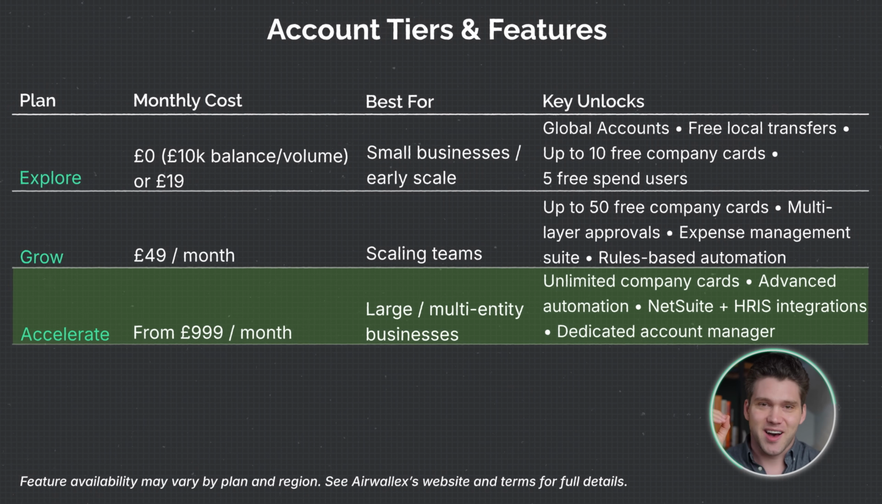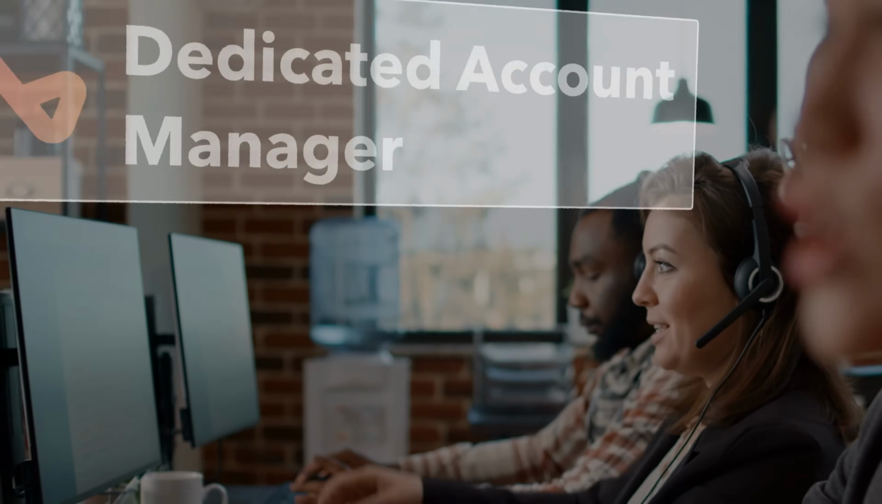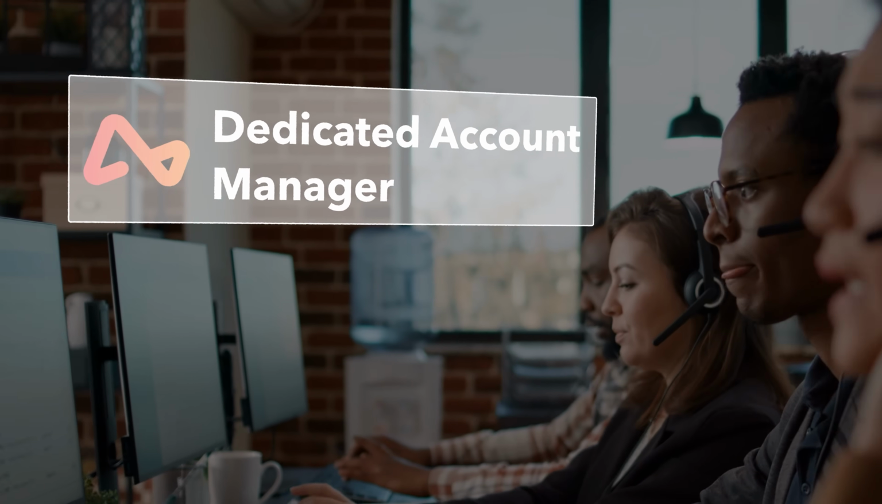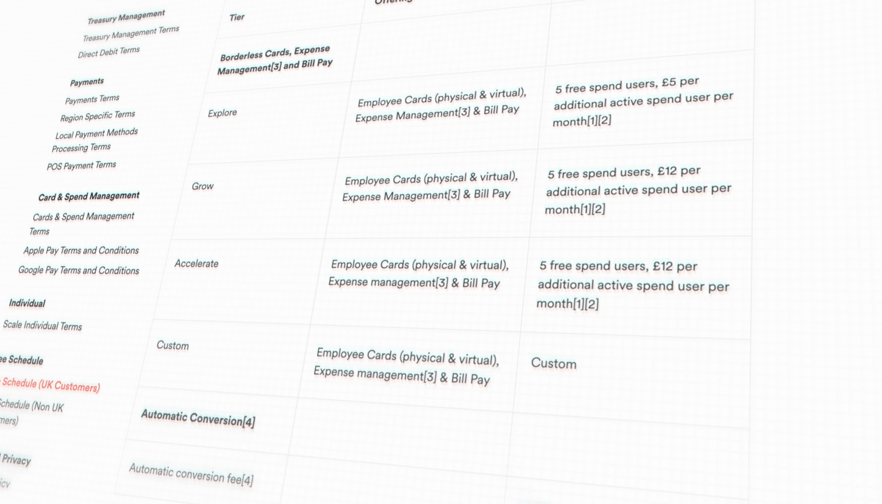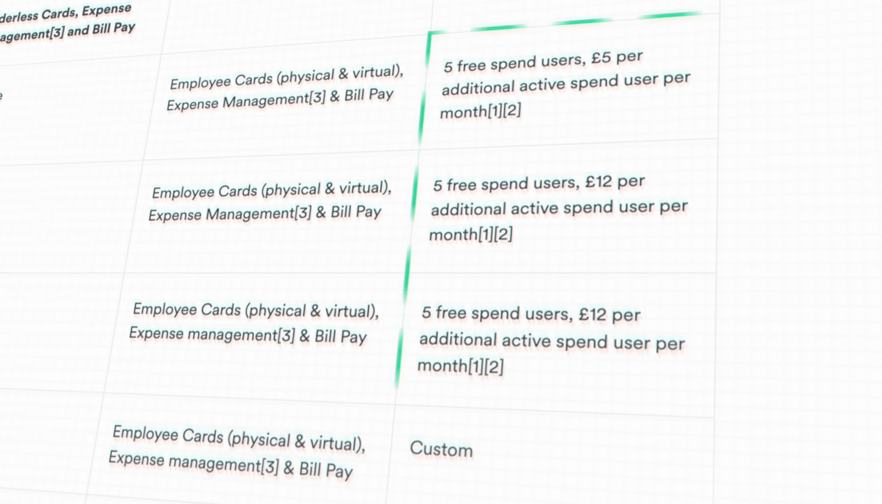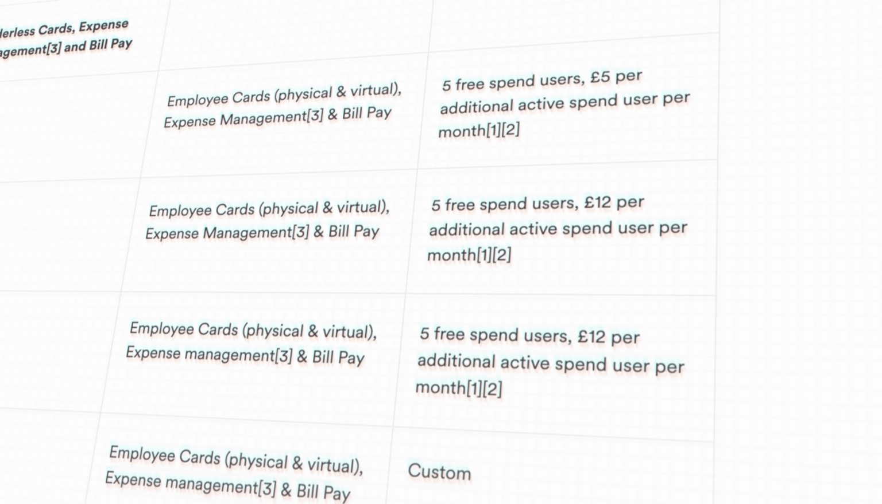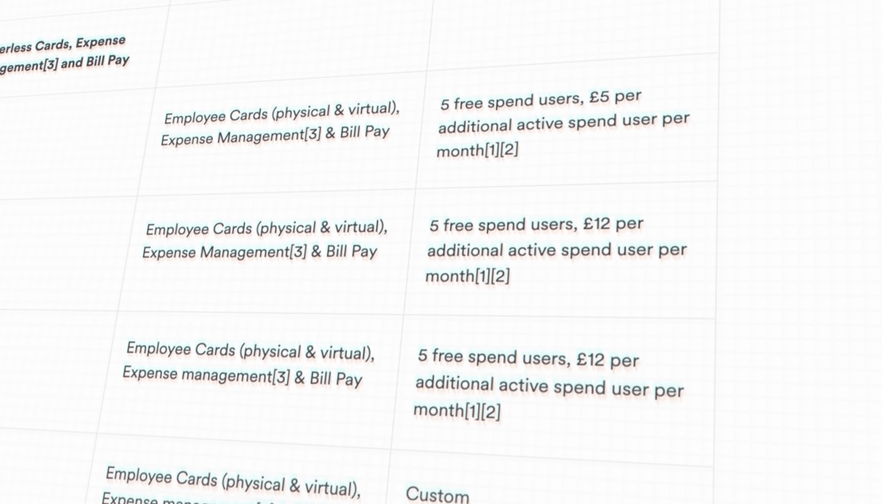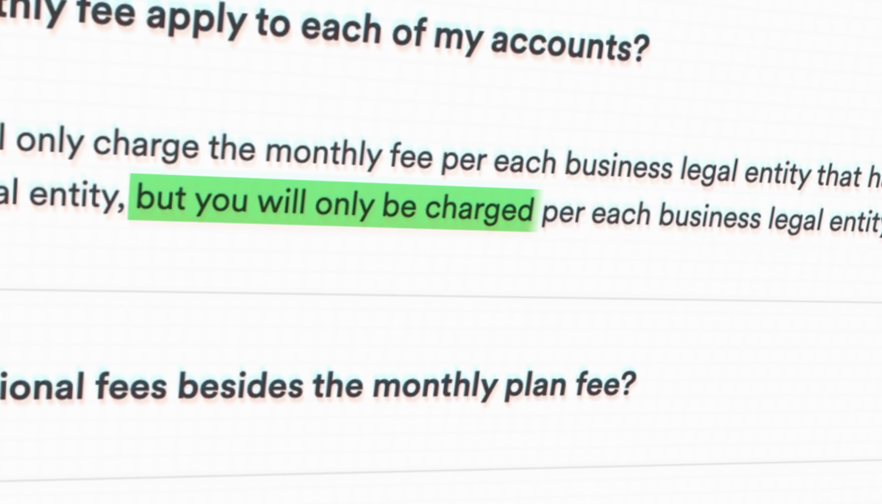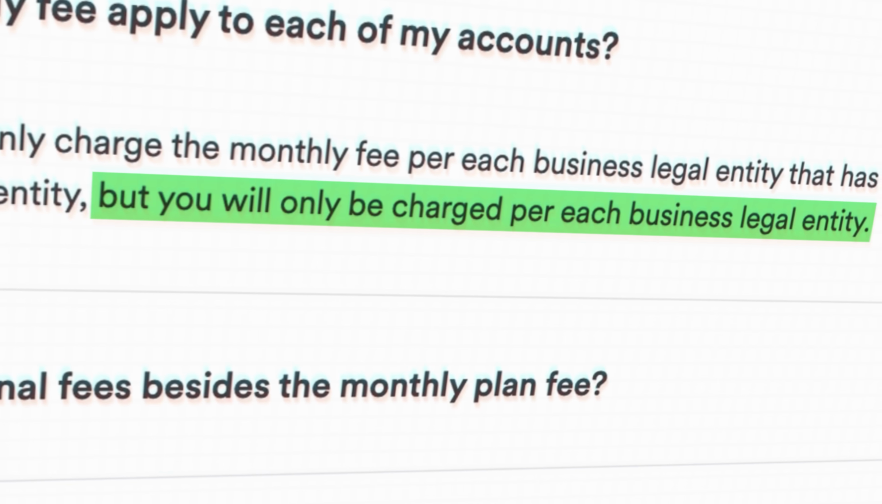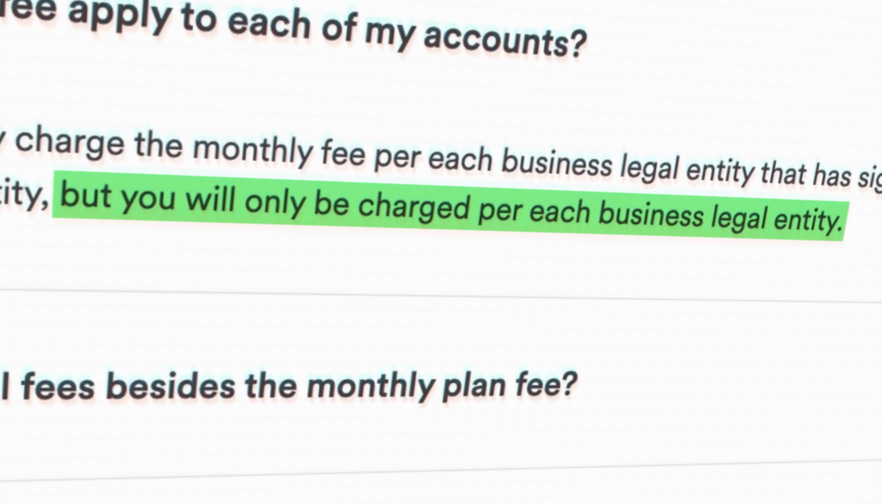But you get unlimited cards, custom API support, and importantly, a dedicated account manager, so a named person you can actually call when something goes wrong. And one thing worth flagging, I think it's easy to underestimate your total bill as your team will grow, because each plan includes 5 free users, but beyond that, you'll pay extra per person per month. One other thing to be aware of, the monthly fee applies per legal entity. So if you're running multiple companies, each one carries its own subscription. That's not unusual, but I think it's worth factoring in if you have more than one business registered.